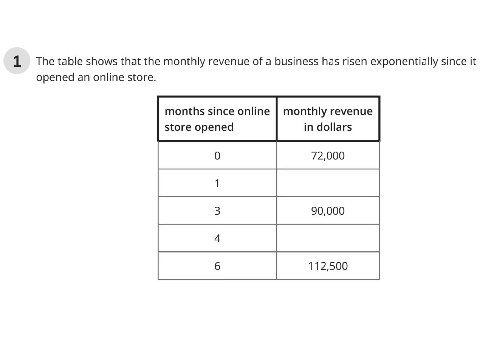This is our A. 72,000 is our A. Now we have to calculate the B. So from 0 to 3 months, it's going to be one jump, and we're going to use that B term. So our B is going to be 90,000 divided by 72,000. So in the table of values, it's always the higher number divided by the lower number, because you multiply by some number, and this number should be bigger than 1.